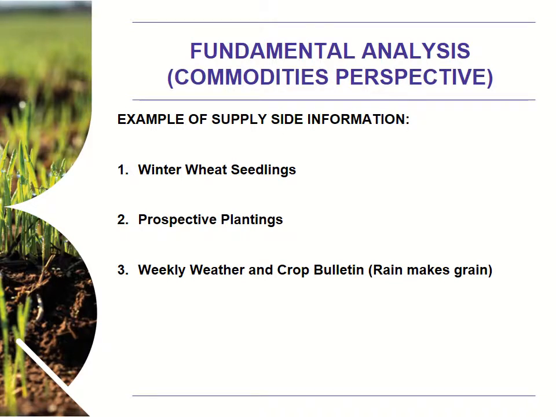Some examples of supply side information that you can use in formulating your fundamental analysis: you can use winter wheat seedlings, prospective plantings, weekly weather, and crop bulletin. These are all factors that will tell you the amount of supply. The first two will give you an estimate of how much supply there's going to be, and weekly weather and crop bulletin will eventually tell you what's going to affect that supply. So it's a combination of data that you need to use.